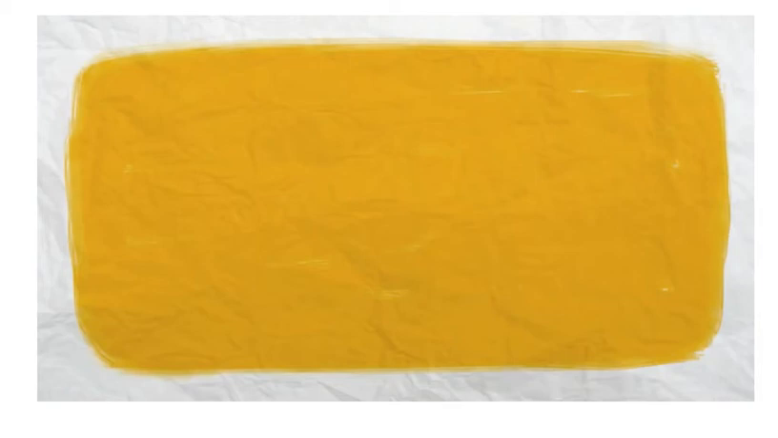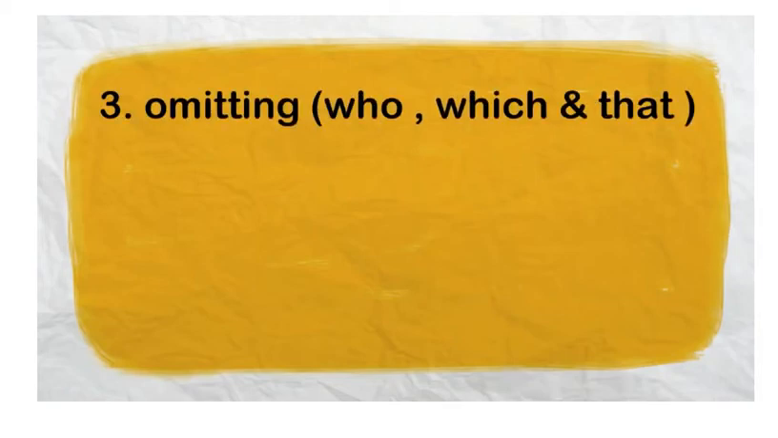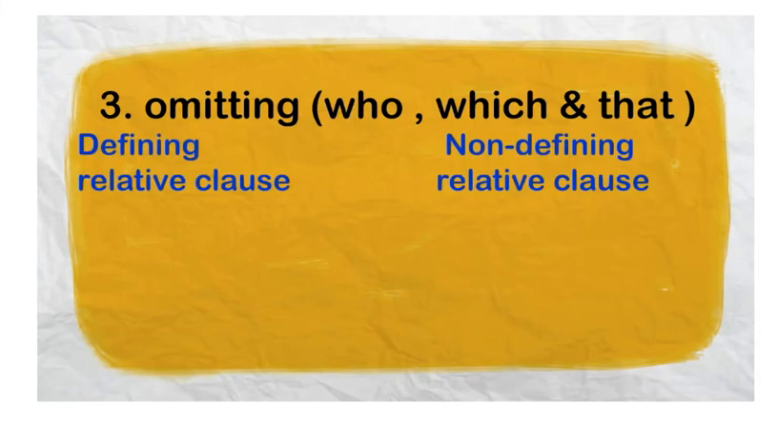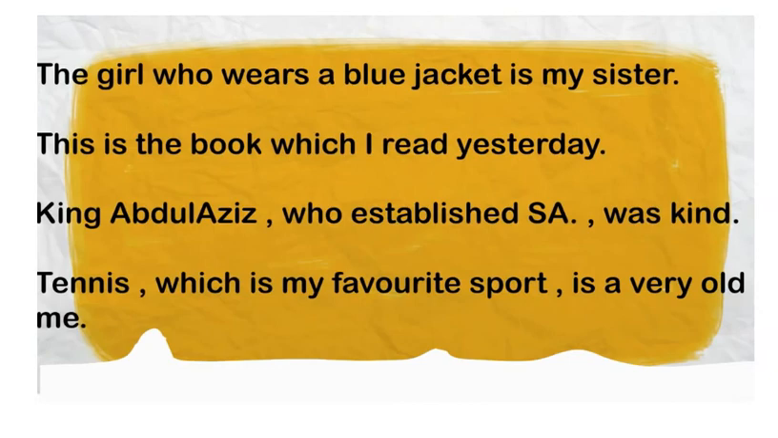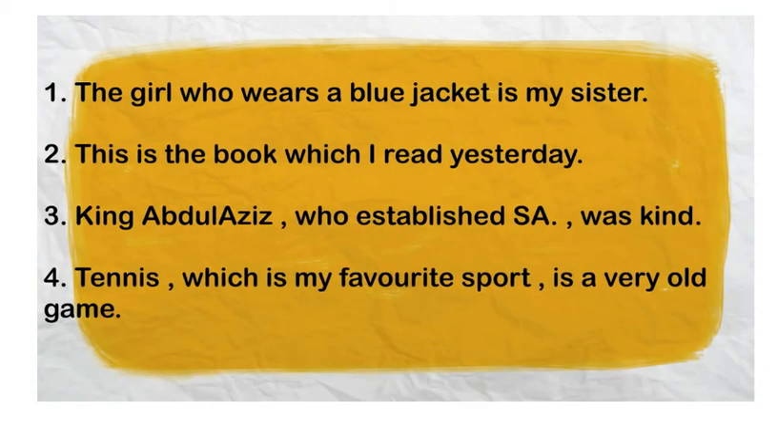The third important difference is omitting who, which, or that. In the defining relative clause, we can sometimes omit who, which, or that if there is a noun or a pronoun that comes after them. But in the non-defining relative clause, we cannot omit who, which, or that. Let's look at these examples and see what we mean.